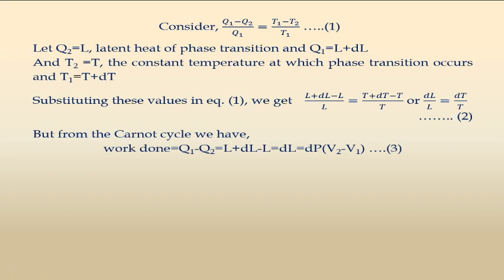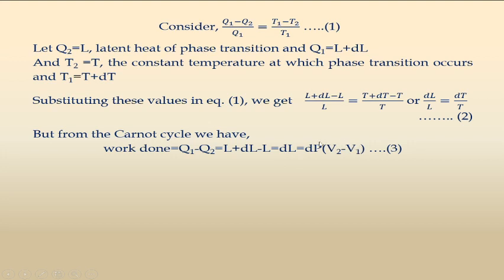Now from the Carnot cycle, work done is given by Q1 minus Q2. Q1 is L plus dl, Q2 is L. So L plus dl minus L is equal to dl. From the diagram, we can also find out the work done. That is the area covered by the Carnot cycle, given by dp into V2 minus V1. So these are the values. dl is nothing but dp into V2 minus V1.